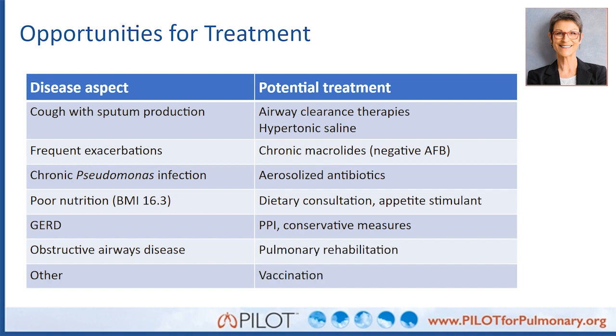A critical piece to this, though, is you don't want to do everything all at once. You want to focus on the ABCs, and so focus on the most basic therapies, such as the airway clearance and the other nutritional and reflux therapies, and then perhaps make a decision about whether to go with a macrolide or an aerosolized antibiotic based on what's most suitable for her and her lifestyle.